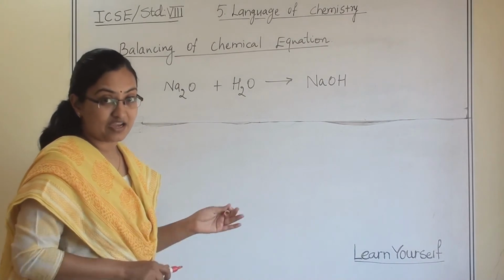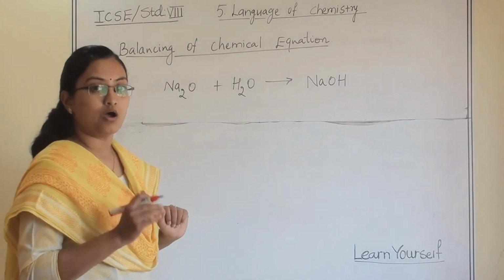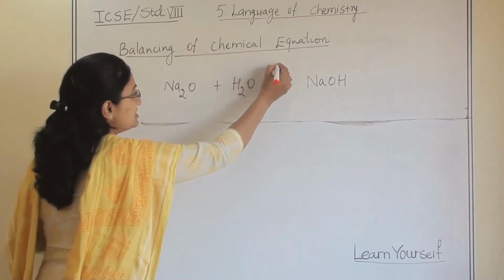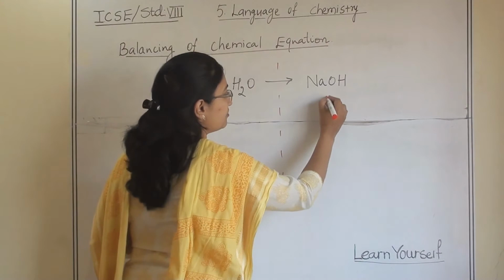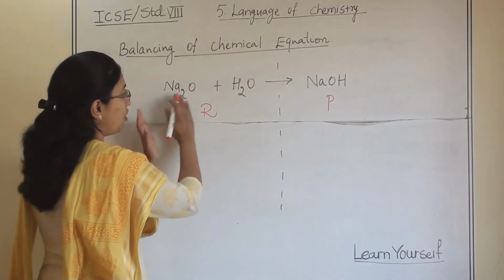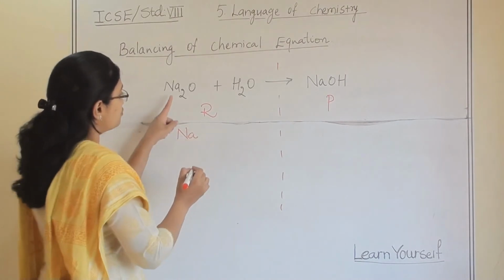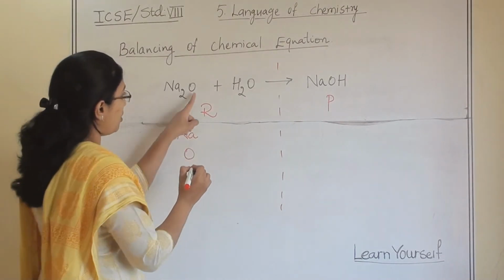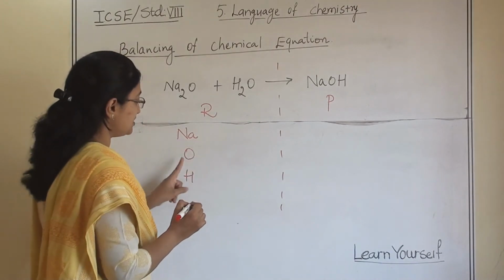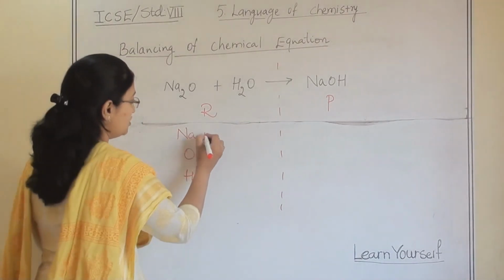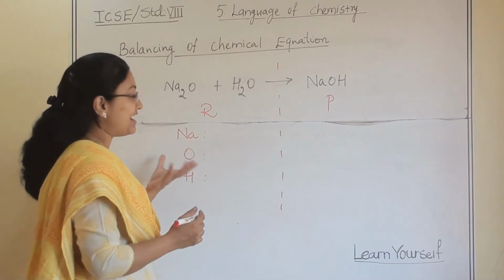Let us first check whether this equation is balanced or not. How to check that? This is my reactant side and this is my product side. So how many atoms are there in total? Sodium is there, oxygen is there, then hydrogen is there. This oxygen I have already mentioned here. So let us first count how many atoms are there.